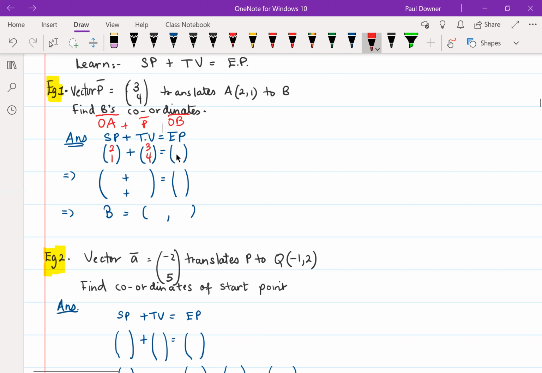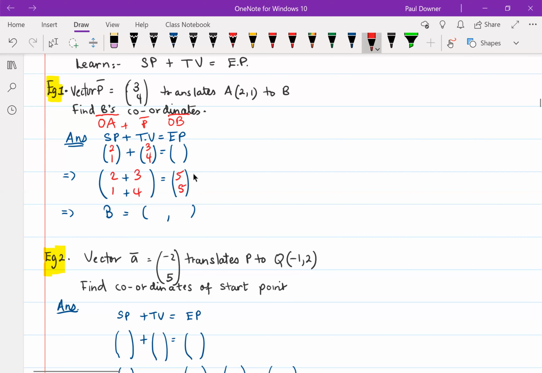So let's work that out. This 2 is going to be added to this 3, so you're going to have 2 plus 3. And this 1 is going to be added to this 4, so you're going to get 1 plus 4. The answer we get is going to give us the position vector OB. So let's see what happens. 2 plus 3 gives us the answer on top, which is 5. And 1 plus 4 gives us the answer on the bottom, which is 5 also. So our answer for our position vector OB is (5, 5).